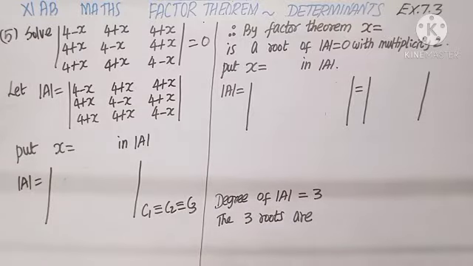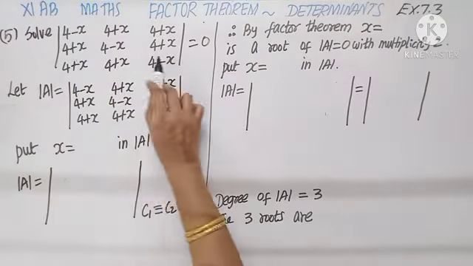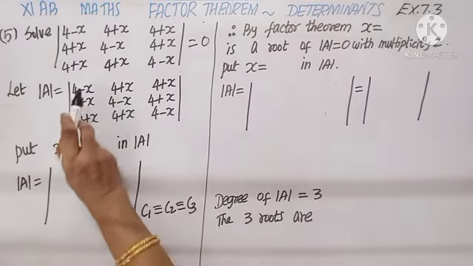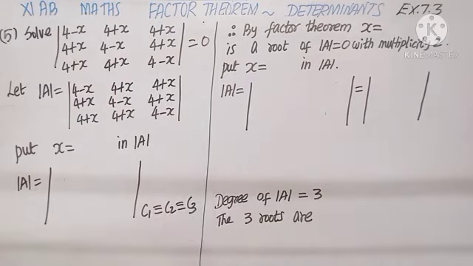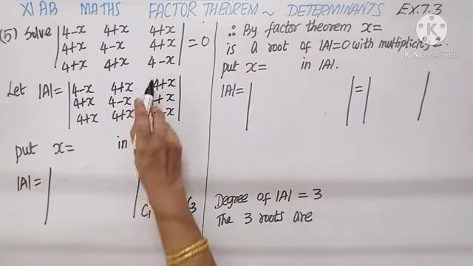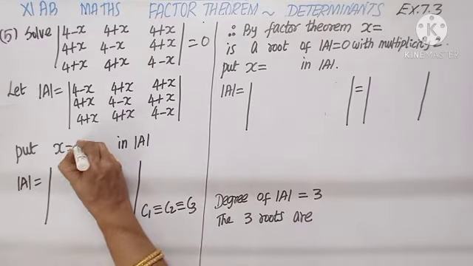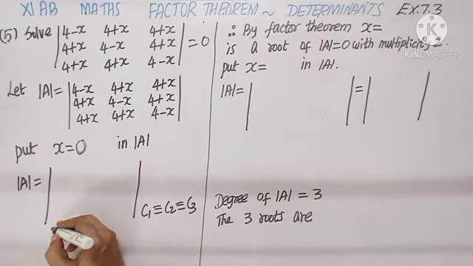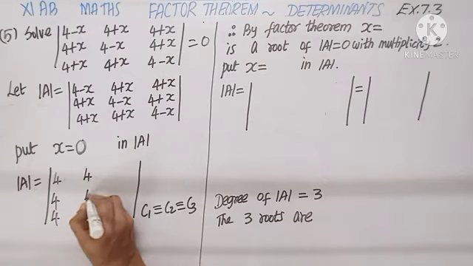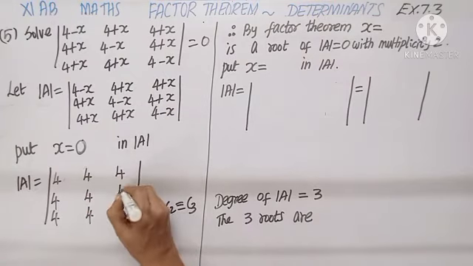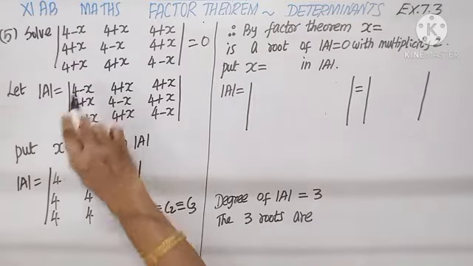Question number 5, solve. Given a determinant equals 0. Again, I can use factor theorem. In what way? As I look at the determinant in the LHS, x has come everywhere with plus symbol or minus symbol. The remaining numbers are the same. So put x is equal to 0 in the determinant A. Check what comes. 4, 4, 4 in the first column. Second column also 4. Third column also 4. What changes is plus x or minus x.